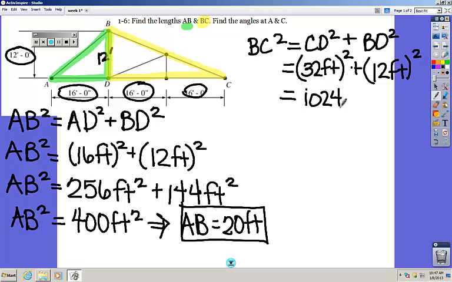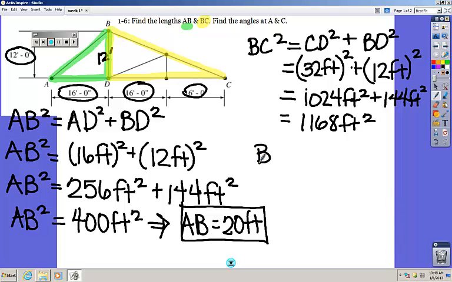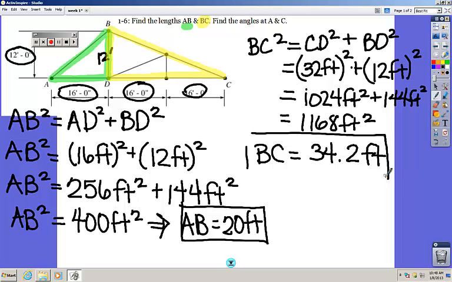And we're using our calculator to get 1,024 square feet plus 144 square feet. So BC squared is going to be equal to 1,168 square feet. Take the square root of both sides again to get BC is equal to 34.2 feet. And so that gives us BC.